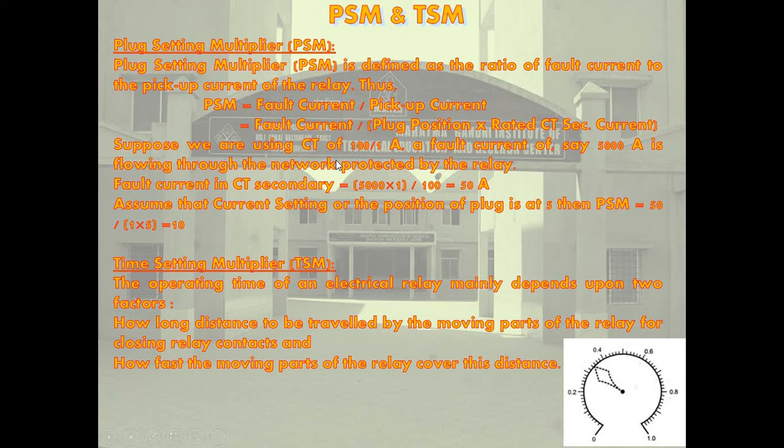Suppose we are using a CT of 100 by 1 ampere. A fault current of say 500 ampere is flowing through the network protected by the relay. Fault current in CT secondary equals 500 into 1 divided by 100, so 5 ampere is generated. Assume that the current setting or the position of plug is at 5. Then PSM equals 5 divided by 1 into 5, so 1. So our PSM value is 1.